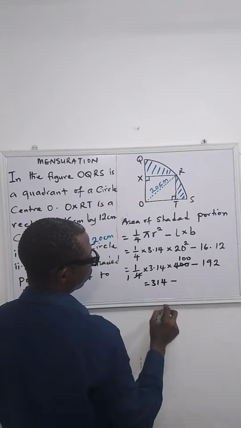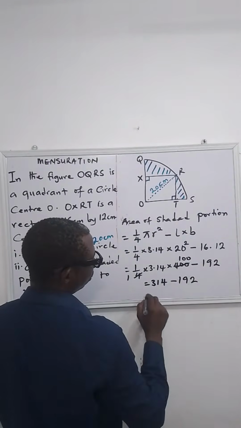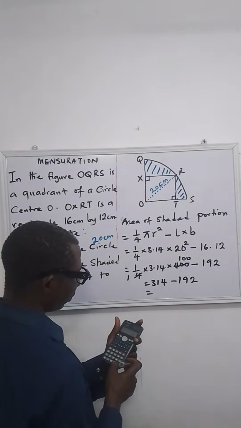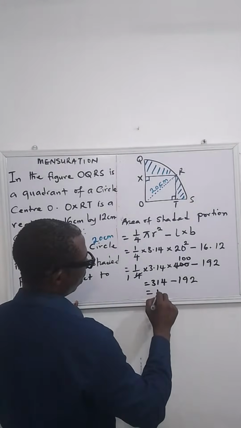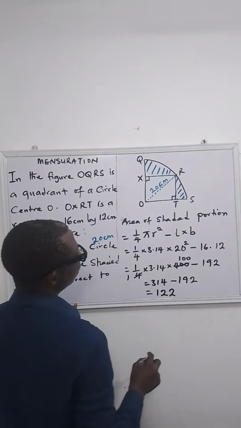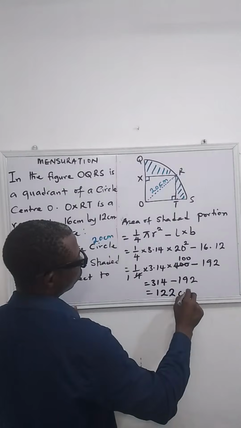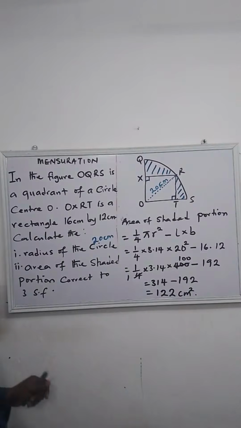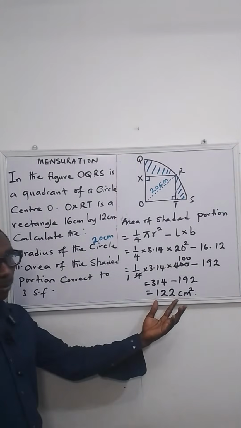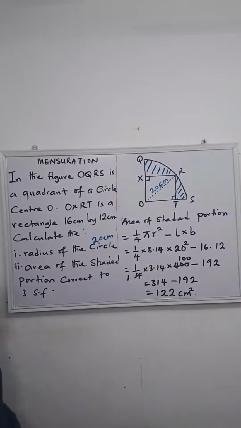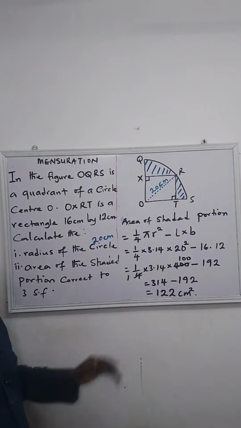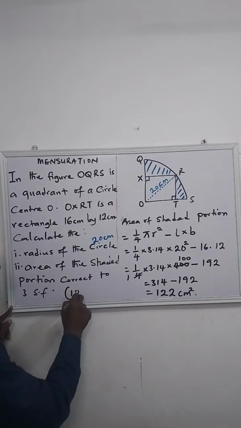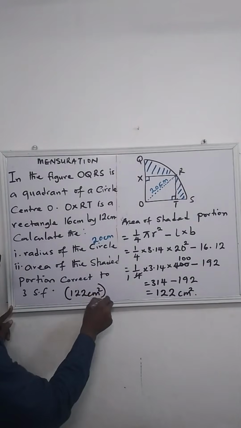314 minus 192. So when you subtract, what do you have? You have 122. The unit is going to be in centimeter square. Now, the question asks you to correct to 3 significant figure. Of course, now that is what we have, 3 significant figure. Okay, so I hope you all understand that. So the answer to this is 122 centimeters square. So that's the answer.